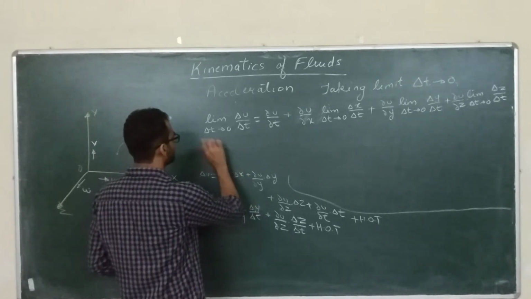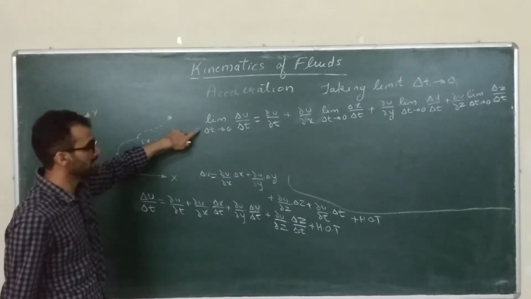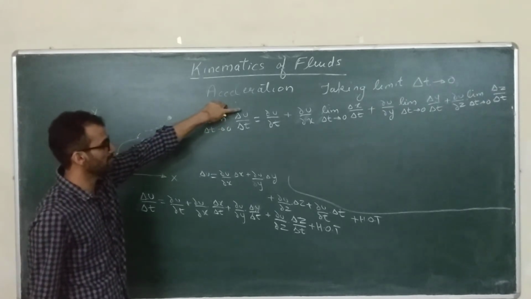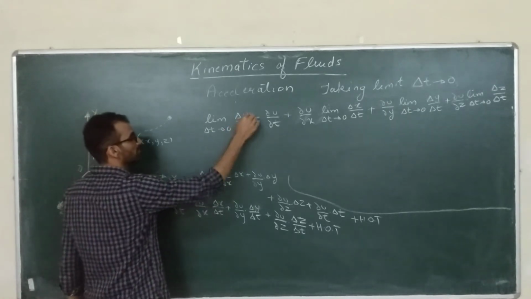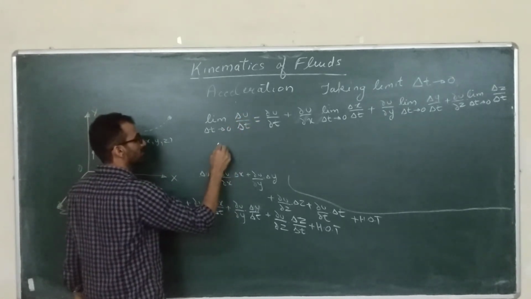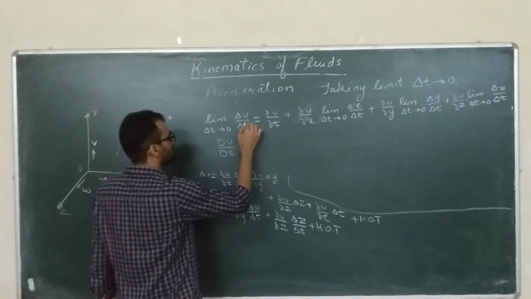Now what is this? This is exactly the definition of acceleration. This is the first derivative of u with respect to time. So the first derivative of u with respect to time is nothing but the acceleration, or the total rate of change of velocity with respect to time.